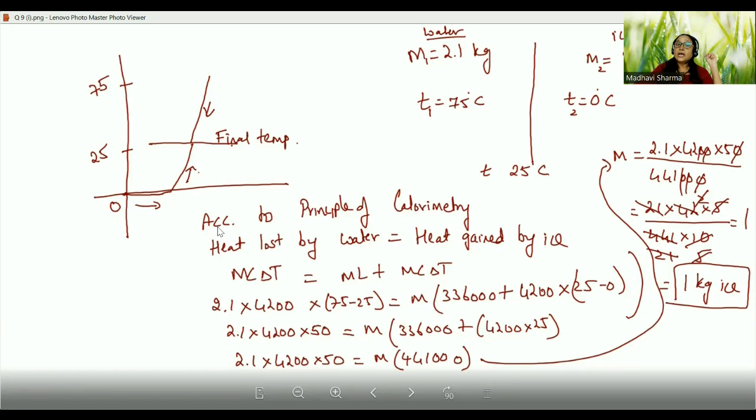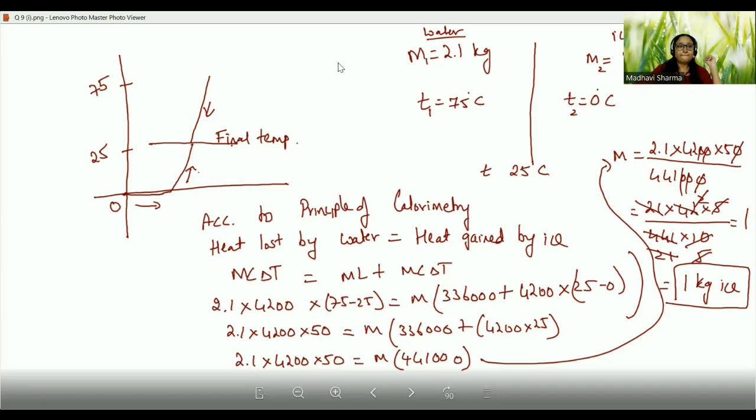Moral of the story is, according to the principle of calorimetry, heat lost by water is heat gained by ice. MC delta T, this one, is equal to mL plus MC delta T. Just put in and you will get answer 1 kg ice. Again, children, if you have noticed, 2.1 I have written 21 upon 10. I don't do those multiplications and all because I know many things will get cancelled. Okay? You are not allowed to use calculator. So please follow my instructions and get good marks.